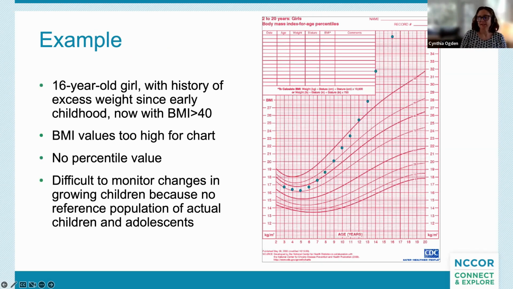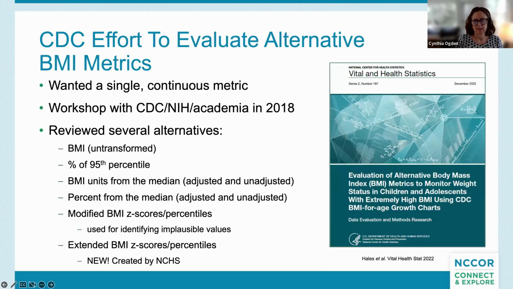On this slide, you can see an example for a 16-year-old girl with a history of excess weight since early childhood, and now as a teenager has a BMI over 40. Her BMI values are too high for the chart, and there's no percentile value at that level. This shows that it's really difficult to monitor changes in growing children because there's no reference population of actual children and adolescents at these very high BMI levels.